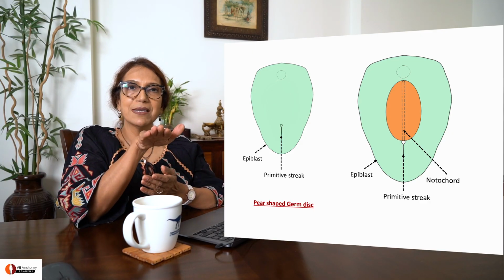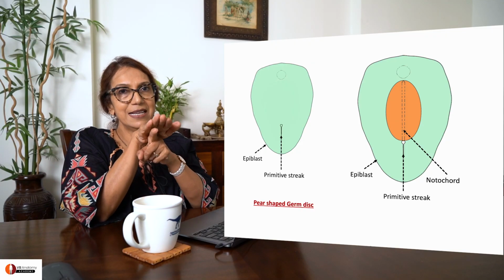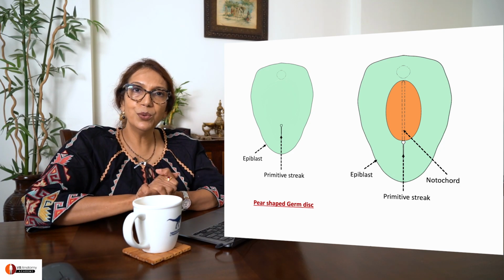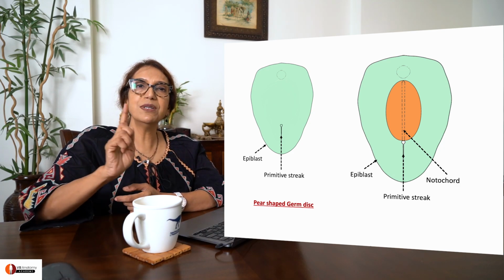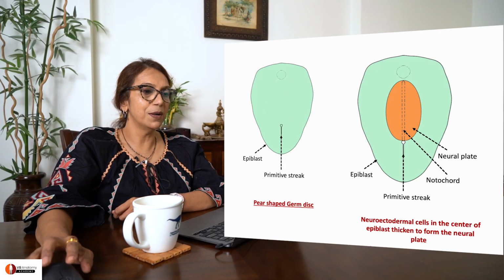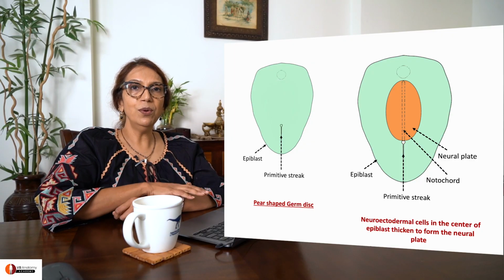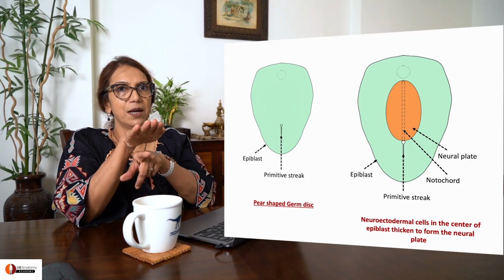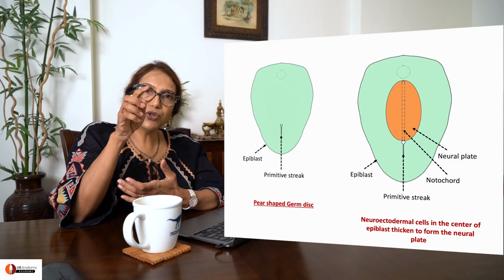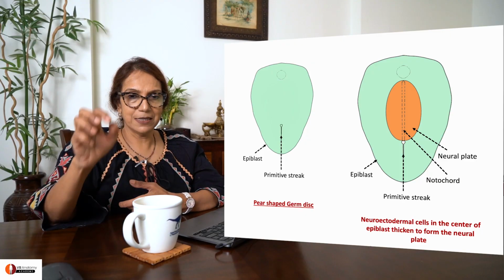So you have epiblast now, and you have a cord of cells lying below it, right? This cord of cells is called notochord. What does notochord do? Notochord begins to stimulate the overlying epiblast to thicken to form a plate called as the neural plate. Okay, so now I had epiblast, then I had notochord, and now the overlying epiblast portion of it has now become thickened to form the neural plate.